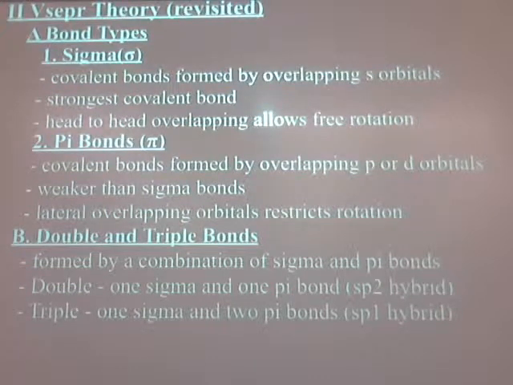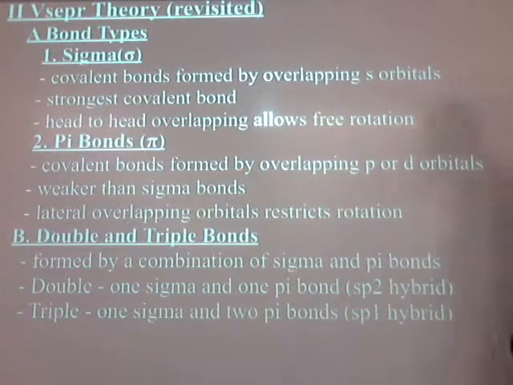Okay? For a triple bond, it would be an sp1 hybrid, with two leftover p's. And for single bonds, you would have sp3 hybrids. Now again, it doesn't seem to make sense. I'll try to show you why it makes sense in a minute.